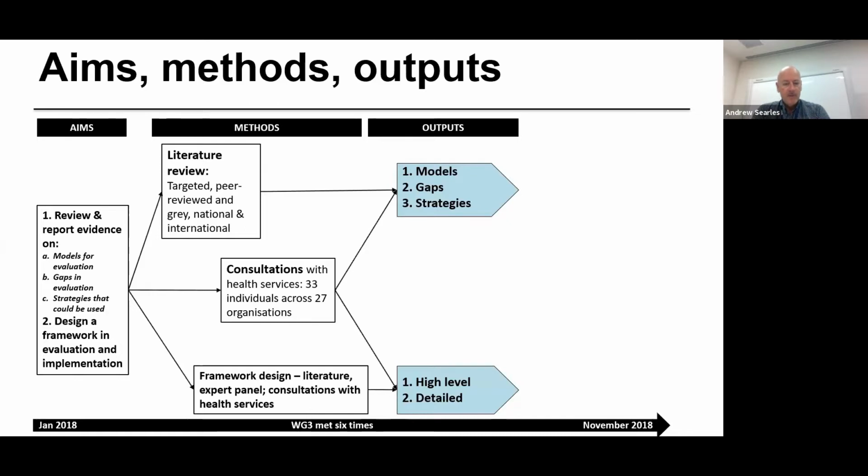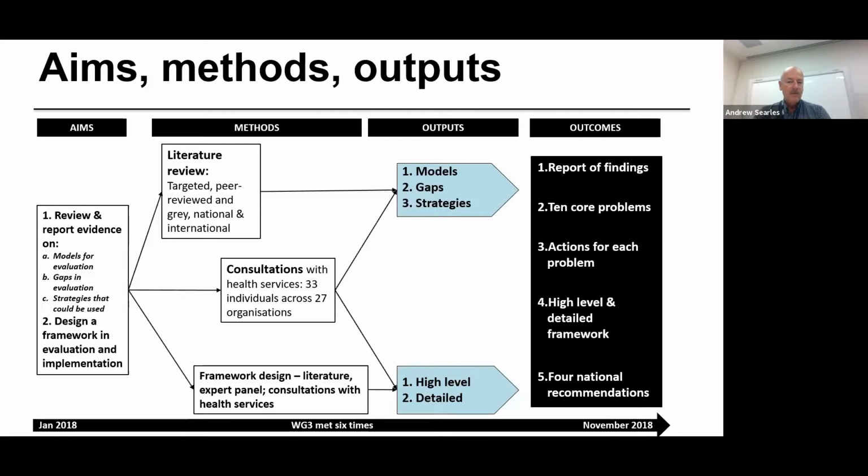And from our framework design, we came up with two levels of the framework. One was a very high level, one single page identification of what this framework might look like. And the second component of this project was to come up with a very detailed framework that took deep dives into all the various aspects of the framework, as to what it might look like if this was to be rolled out in a particular health service.